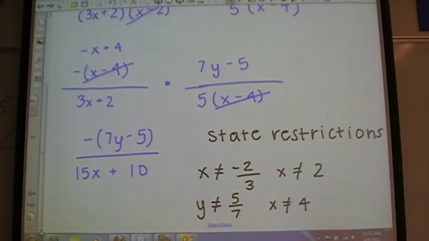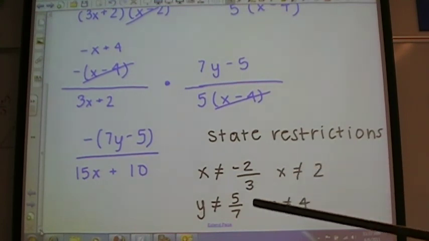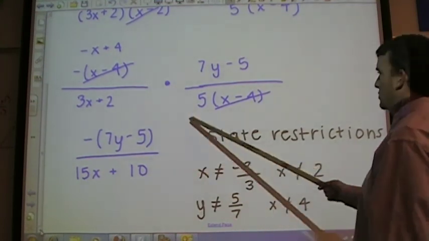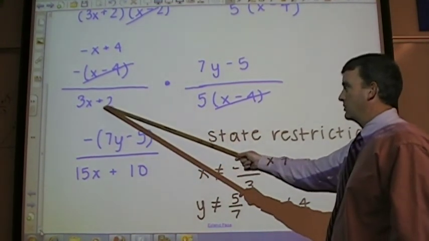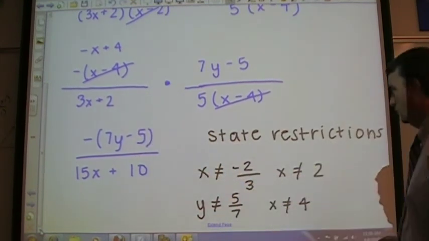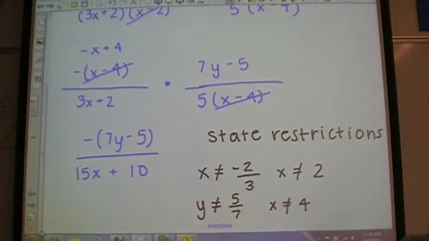Did you say state a restriction in 15x plus 10? Yeah, but 15x plus 10 is the same thing as 5 times 3x plus 2, so it's still right here, negative 2/3. Okay.